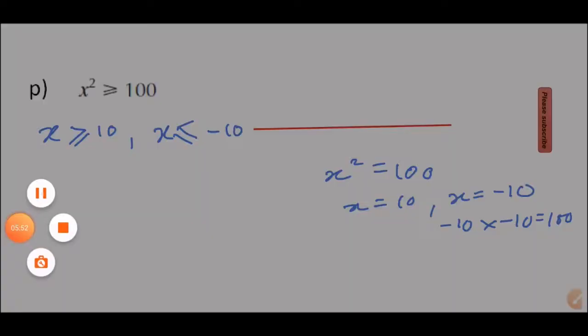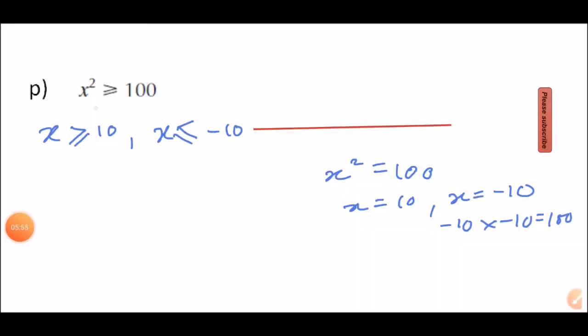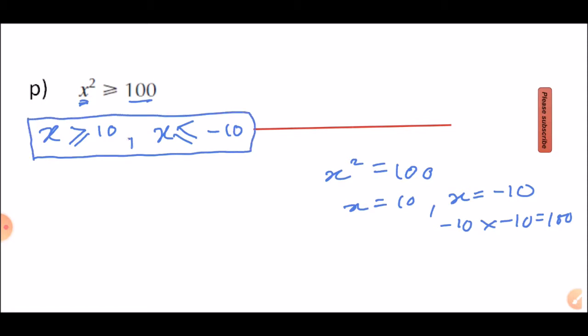So whenever the x squared side is bigger than the other side, then our answer will always look like this. We'll separate the two bits with a comma like that.